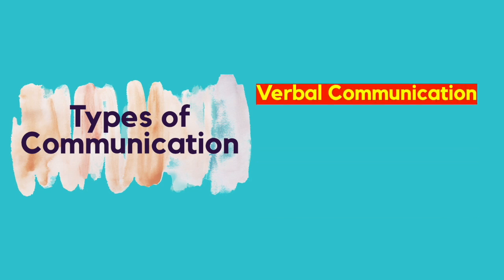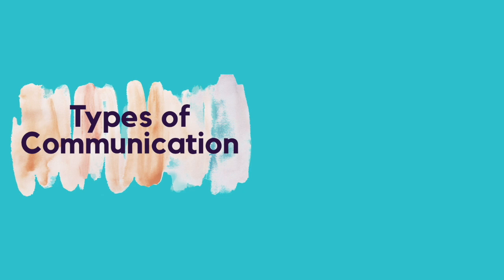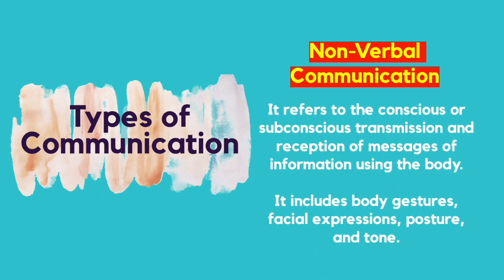First, we have verbal. Verbal communication uses spoken language to communicate a message or information. It involves production of sounds, words, phrases, and sentences through speech. Next is nonverbal. Nonverbal communication refers to the conscious or subconscious transmission and reception of messages of information using the body. It includes body gestures, facial expressions, posture, and tone.